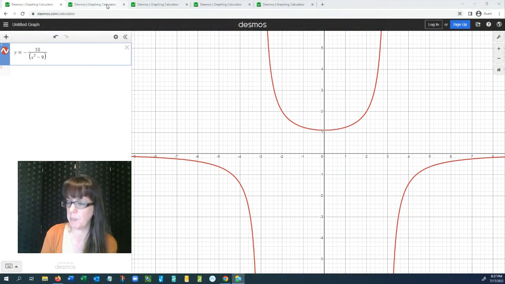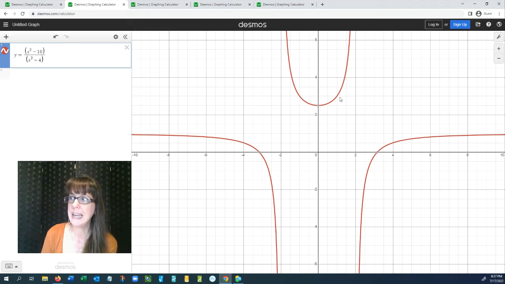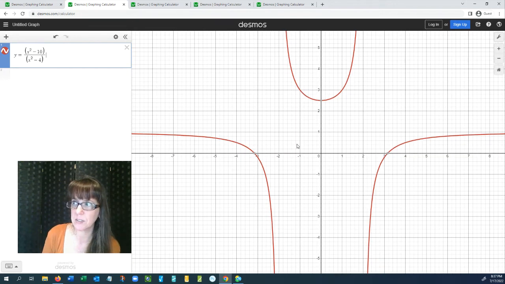And I've got that guy plugged in right here, x squared. And sure enough, we'll zoom in a little, you can see right here at 1, we've got that horizontal asymptote going by. And again, those vertical asymptotes are at 2 and -2, right down here. All right, so let's take a look at the next one.